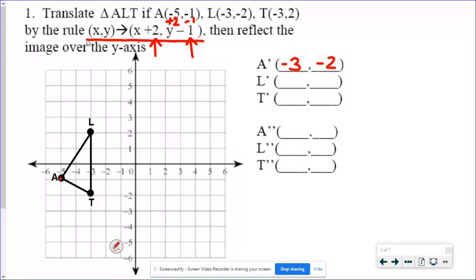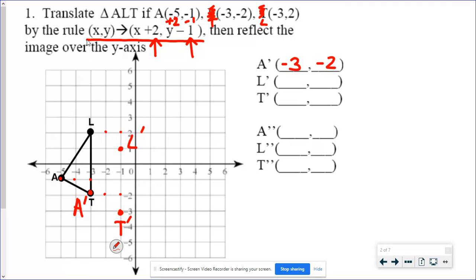So I would take my point A right here and go 2 to the right, down 1. It looks kind of weird because A prime is now right where the point T was before. It's okay. Then L is at -3, -2. We've got these reversed here. -3, -2 is actually T, and this one is going to be L. Sorry about that. So point T is at -3, -2, so I would move 2 to the right and down 1. Right here is T prime. L prime is going to go 2 to the right, down 1.